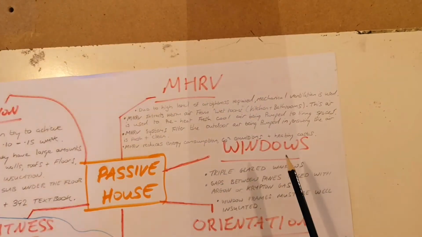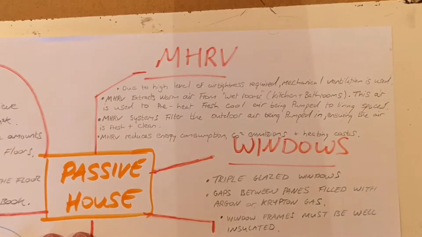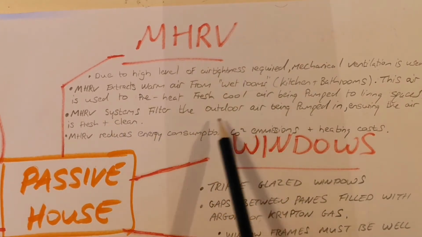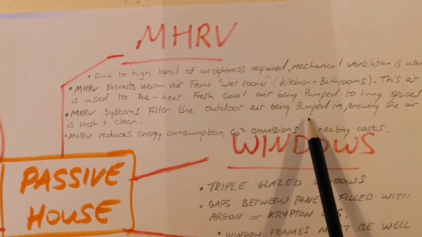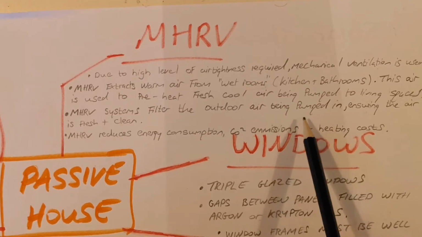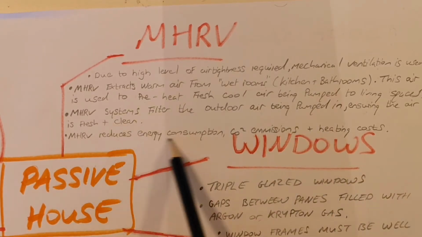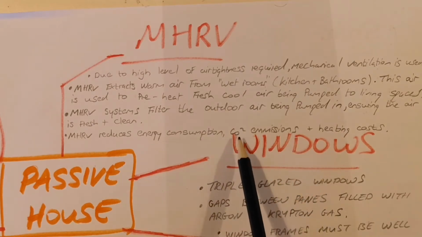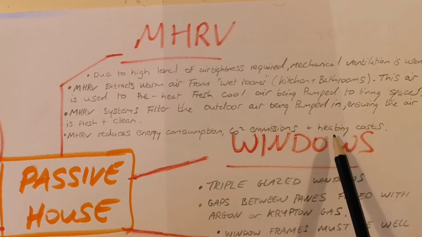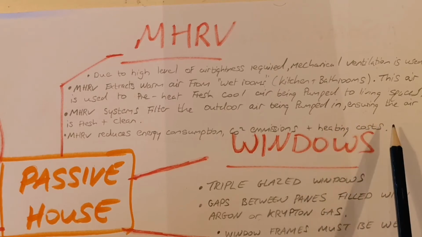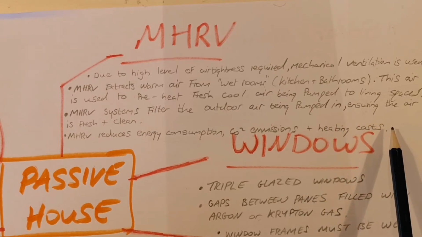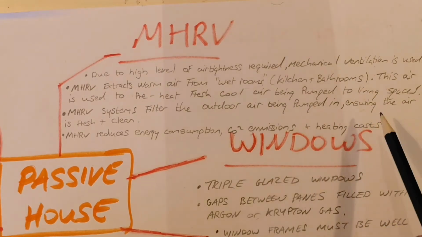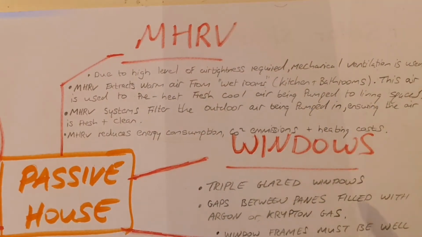So just back to the bullet points here guys. Also it filters the outdoor air being pumped in, ensuring it's fresh and clean. And what it does is reduce energy consumption, carbon dioxide emissions, and the heating costs are all reduced with the MHRV unit. So any passive house you're going to have this inside it.